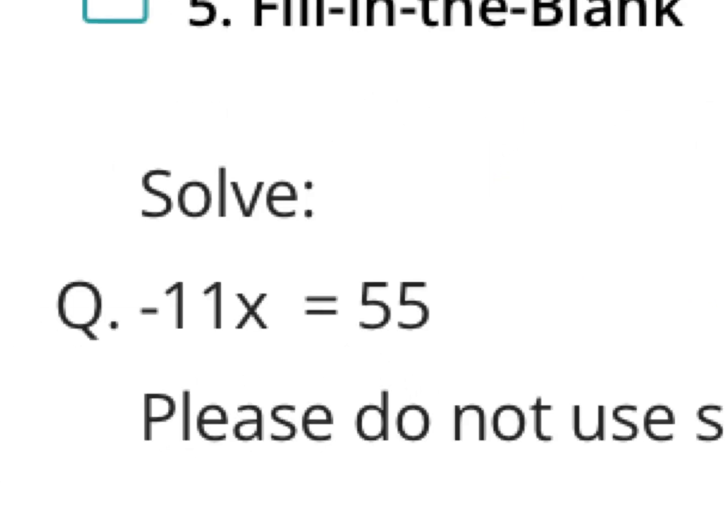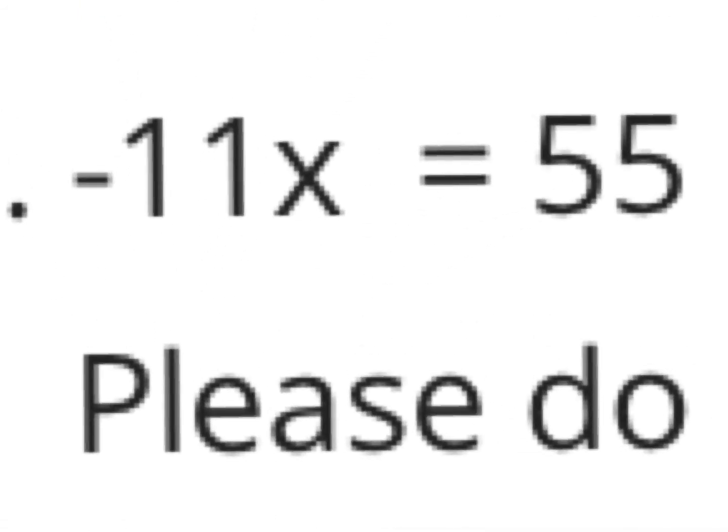Number 5, we want to solve for x, and it's negative 11x equals 55. And what does this really mean, negative 11x? That means negative 11 times x equals 55. That's what it means. Negative 11 times x equals 55.